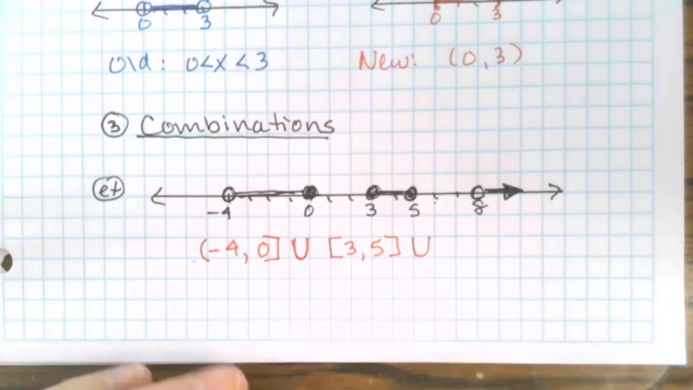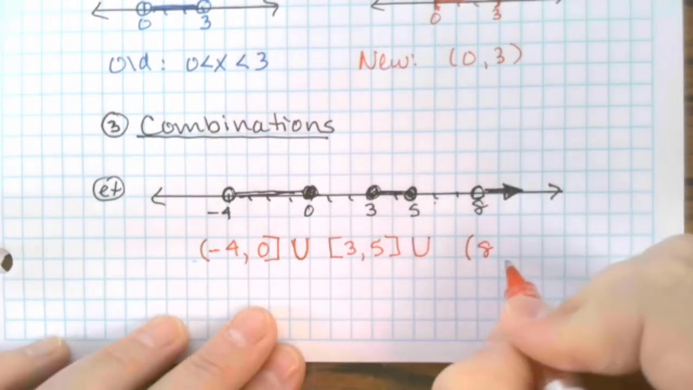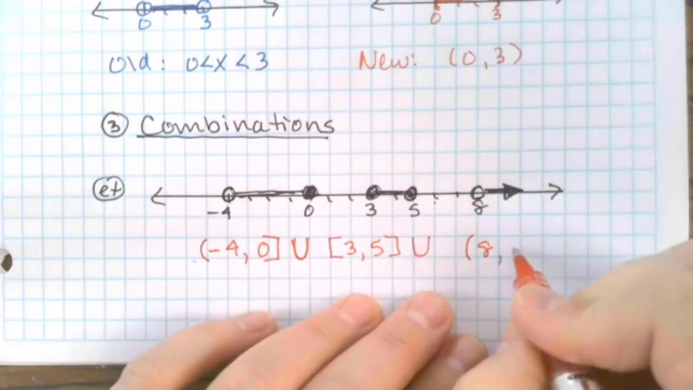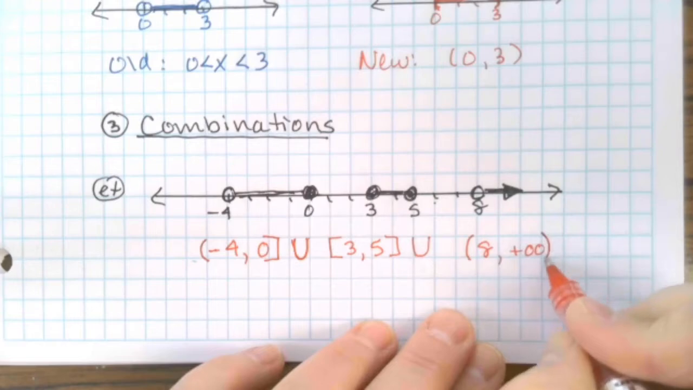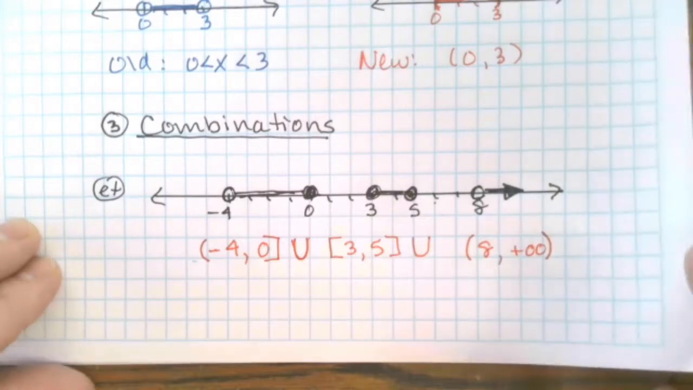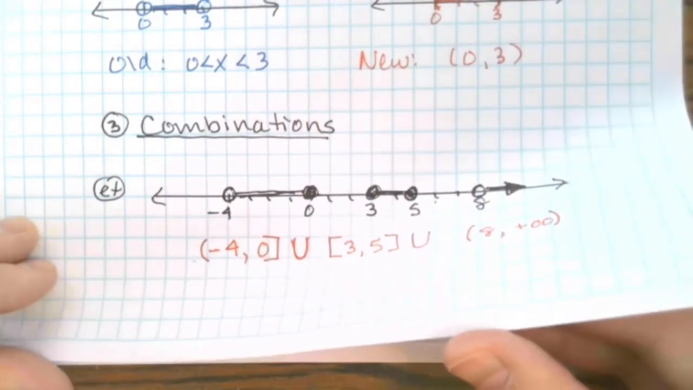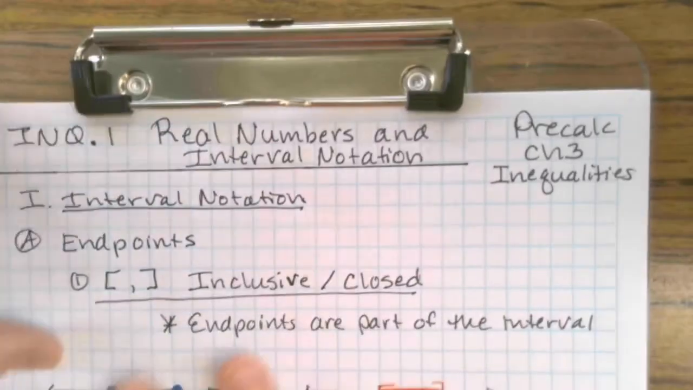And our last one starts at 8, exclusive, so it gets a parentheses, and it goes to positive infinity. Now whether you're going to positive infinity or negative infinity, it always, always, always gets a parentheses, because infinity never ends. It just keeps on going. All right, so that is our endpoints that we're going to be working with. All right, let's go on to boundaries.